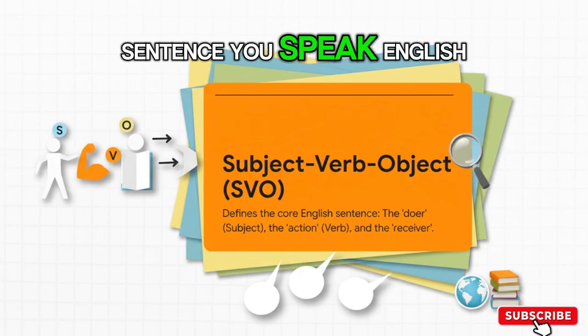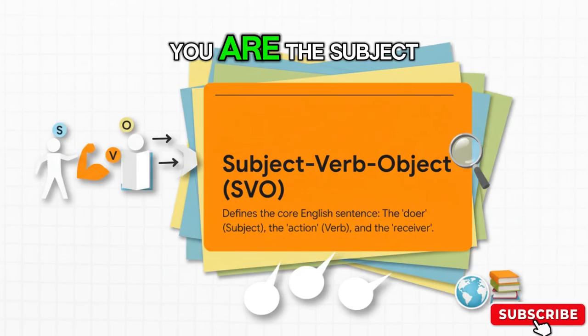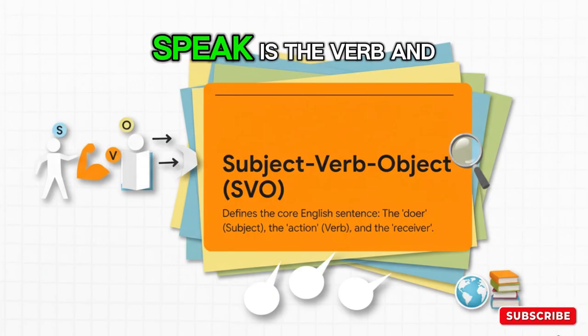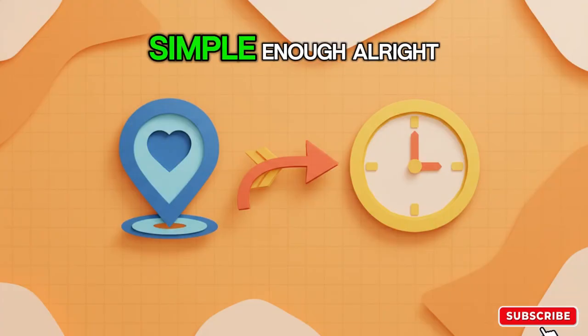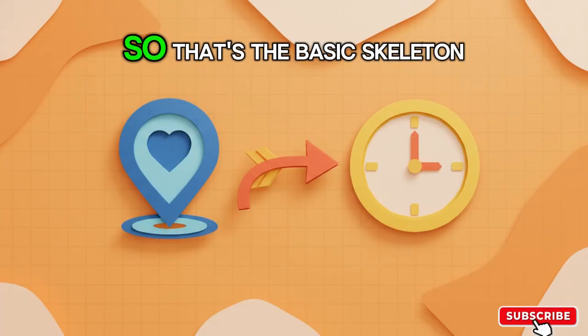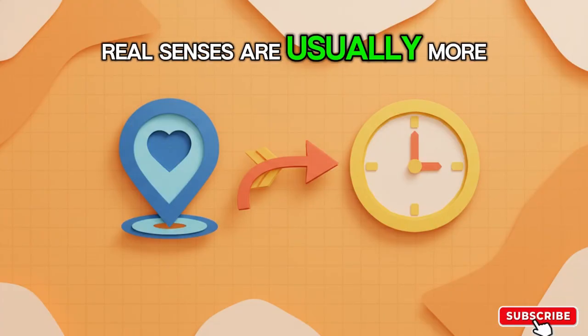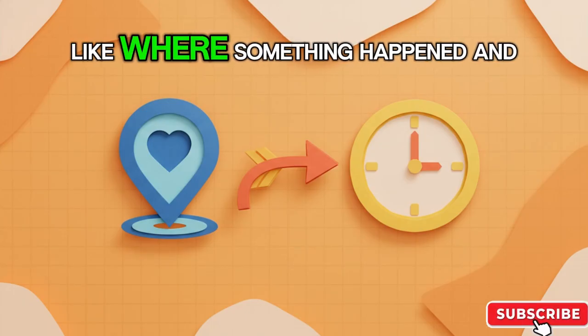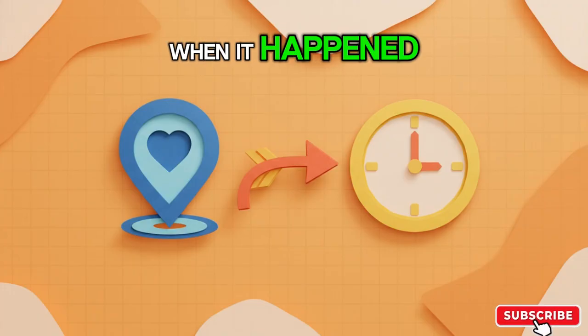Like in the sentence, you speak English. You are the subject, speak is the verb, and English is the object. Simple enough? All right, so that's the basic skeleton. But let's be real. Sentences are usually more complicated than that. We add details, like where something happened and when it happened.